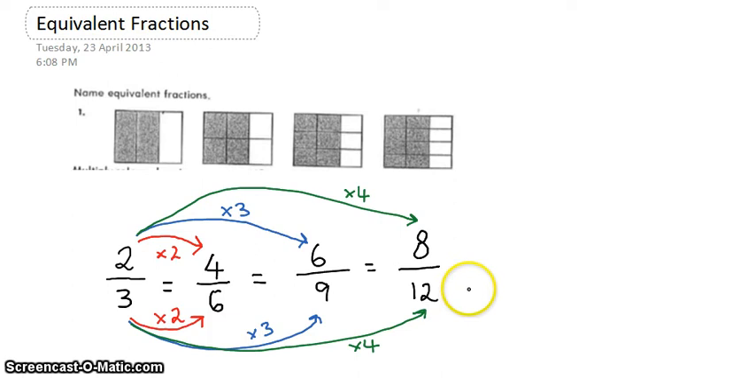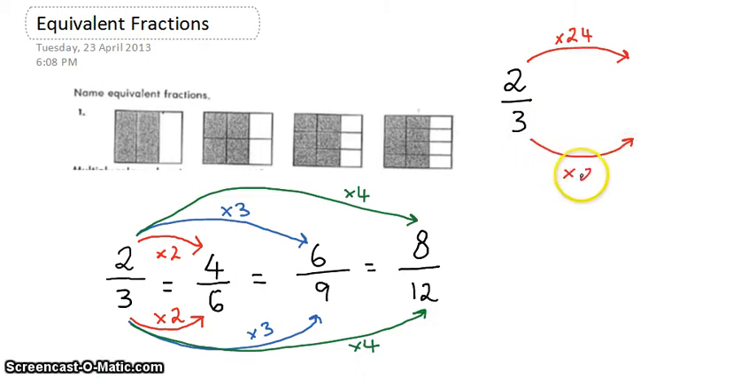So, the basic principle to finding equivalent fractions is basically the idea of multiplying by any number as long as I multiply by the same number on the top and the bottom. So let's choose a bigger number. Let's find an equivalent fraction by multiplying by 24. So the principle to know is whatever I multiply to the bottom, I need to multiply to the top, and I will find an equivalent fraction.